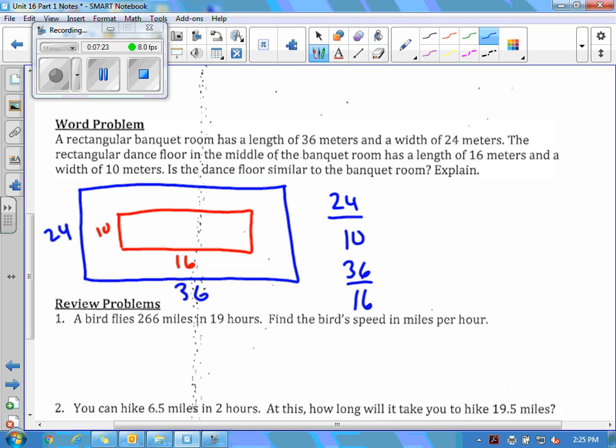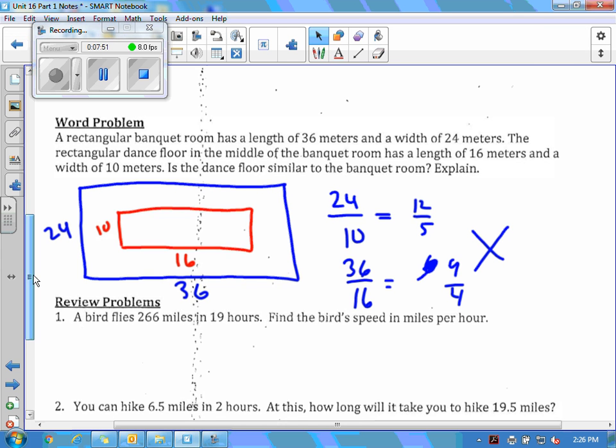Now, if these are similar, that means that when I reduce them, I should get the same thing. So this is going to reduce to 12 over 5. And this is going to reduce to 9 over 4. Okay, so they do not reduce to the same thing, so they're not going to be similar. If I wanted, I could also do a proportion to check and see.